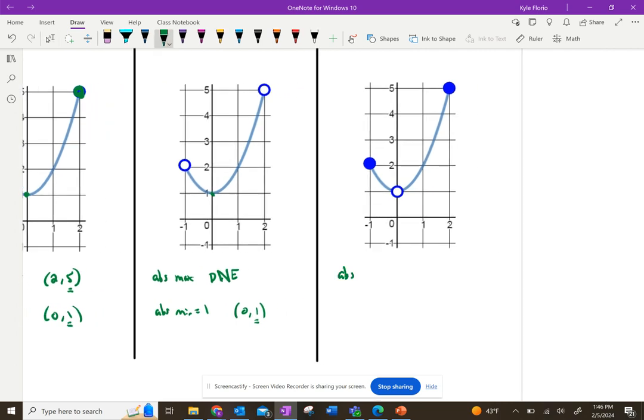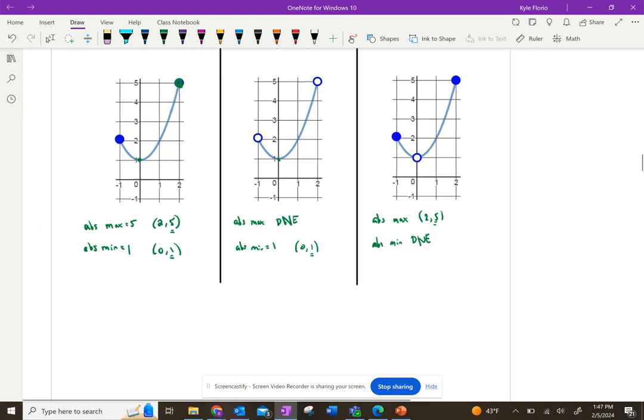Give this one a try on your own. The absolute max, still the point (2, 5). 5 is the absolute max. The absolute minimum, this one does not exist because it never actually gets to 1. It gets to 1.1, 1.01, 1.001, 1.0001, but it'll never actually hit 1. So there is no absolute minimum.